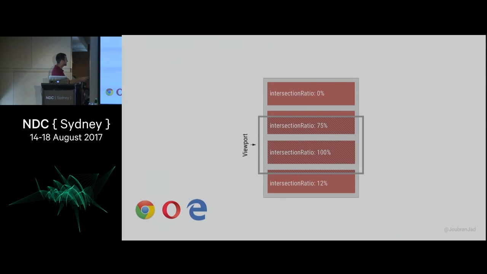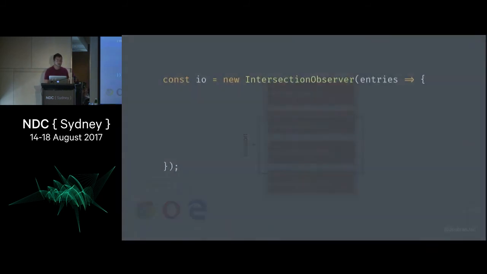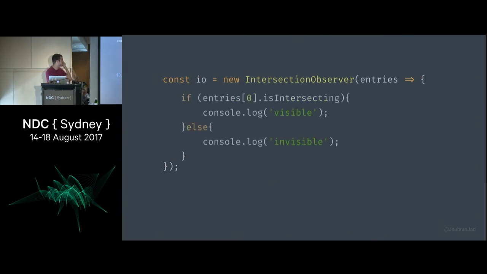So this is the element. I want to know how much of it is visible, and you also get an intersection ratio. So here's how it works. You define a new intersection observer, and you get back entries. In my scenario, I only have, let's say, 1 div, so I'm only interested in the first entry. And then you get a property, isIntersecting, which is either true or false. And then you could know if this element is visible or not.